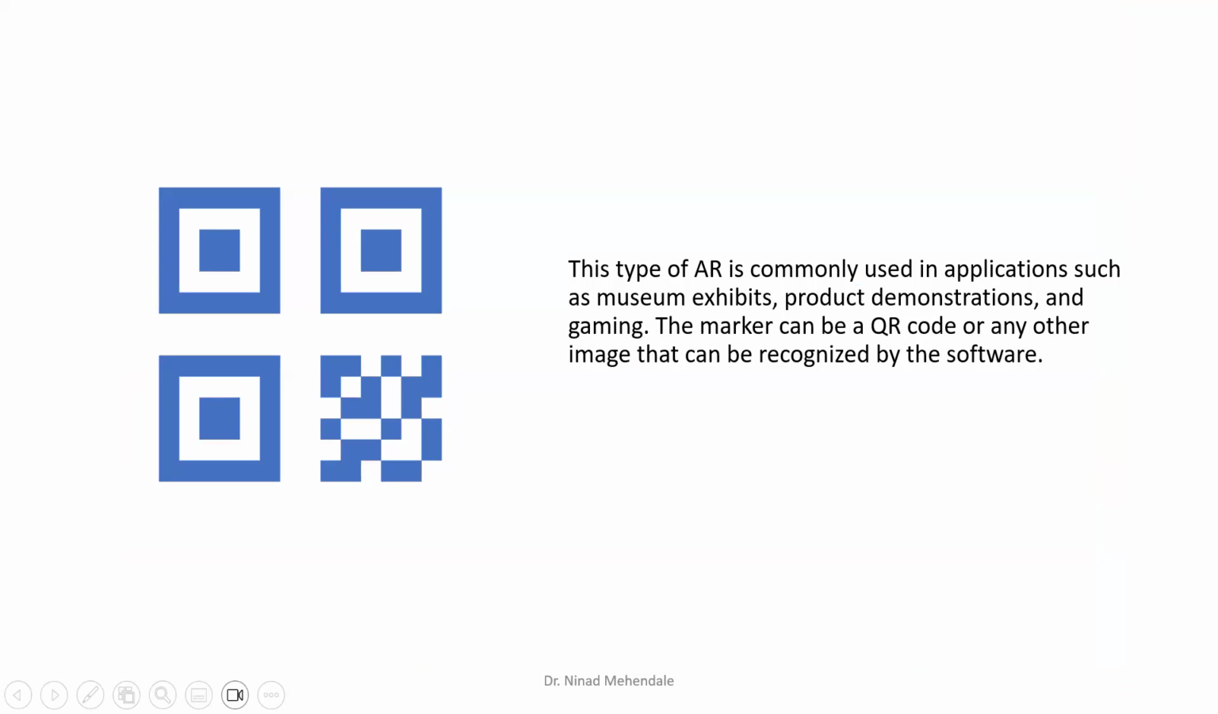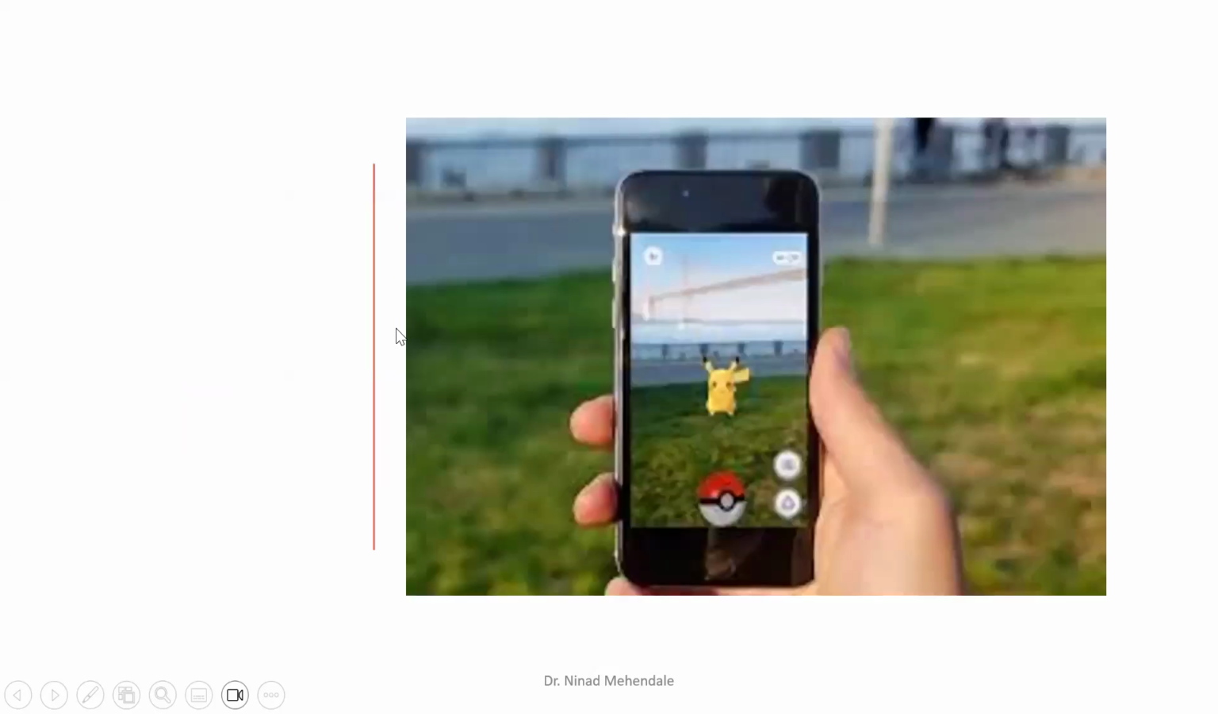So typically AR markers look like this. These are put in museum exhibits, products, gaming, and these are for information. So this is how a typical QR looks like. It should have 3 concentric rectangles, and then you have a specific pattern to recognize the orientation of the QR code itself. Then you have your markerless object like this Pokemon Go.